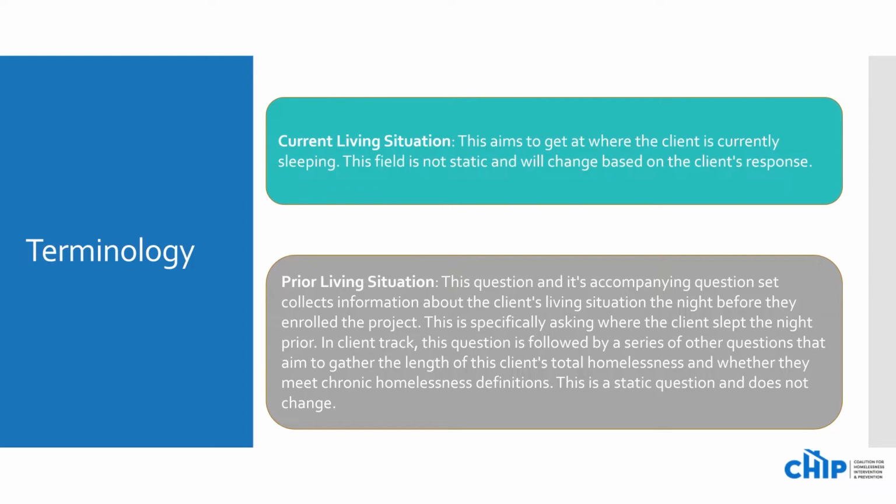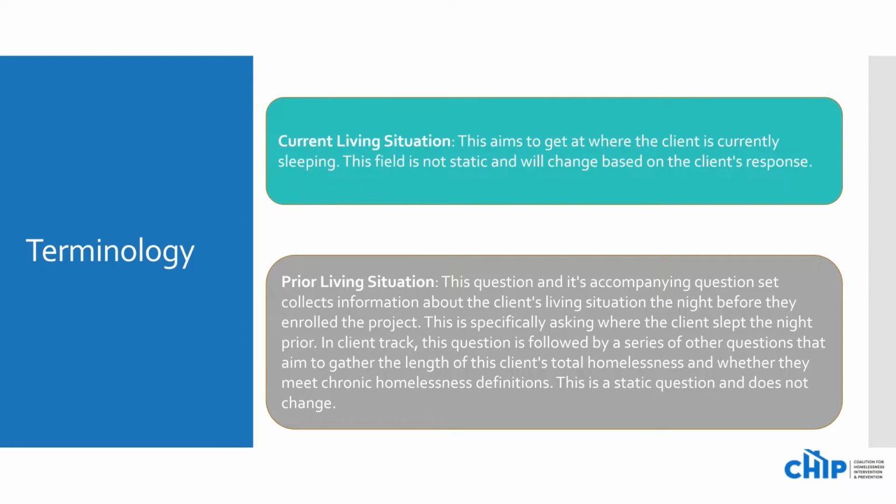So current living situation can change a lot, and it's really designed to help us understand where a client is, how the client's homelessness is evolving. It helps to confirm whether they've been homeless for the amount of time that they've said they have been, and it helps us build up a history for that client's homelessness as well.